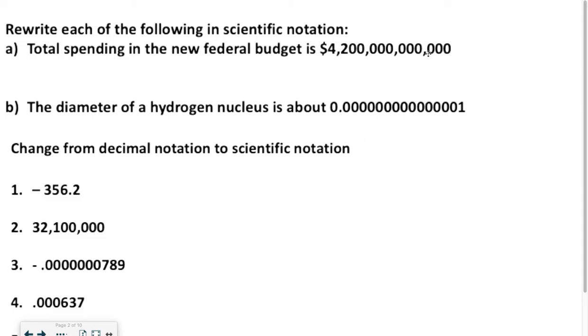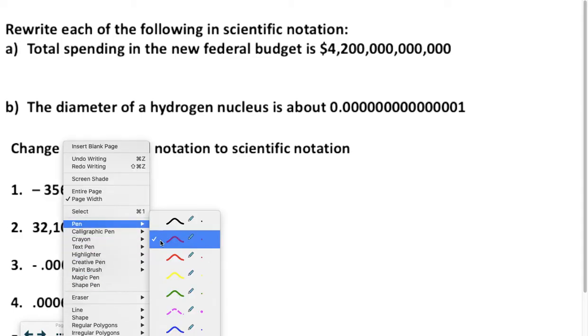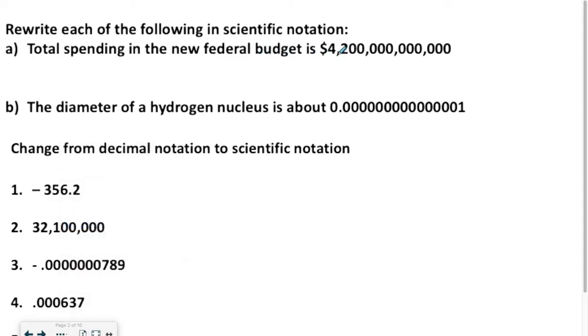So we're going to go 3, 6, 9, 12. Remember, we want the number in front of the decimal to be 1 through 9. So we have to land in between the 4 and the 2. That way the decimal point is in between the 4 and the 2, and the number in front would be 4. So it's going to be 4.2 times 10 to the 3, 6, 9, we said 12th power.